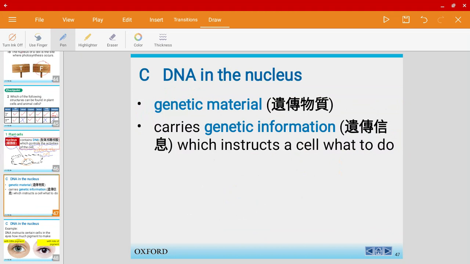For that, I want to raise one point. DNA is the genetic material and it carries genetic information. The point I wanted to raise was that the word genetic is appearing, or will appear, a lot of times. DNA has to deal with a lot of things that are genetic in us. So what kind of genetic information does DNA instruct a cell to do?